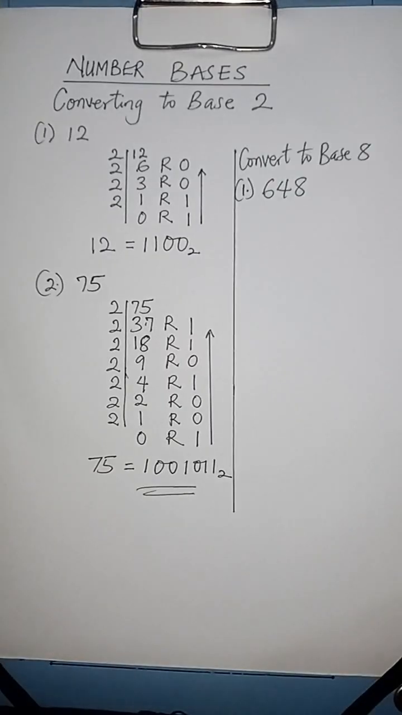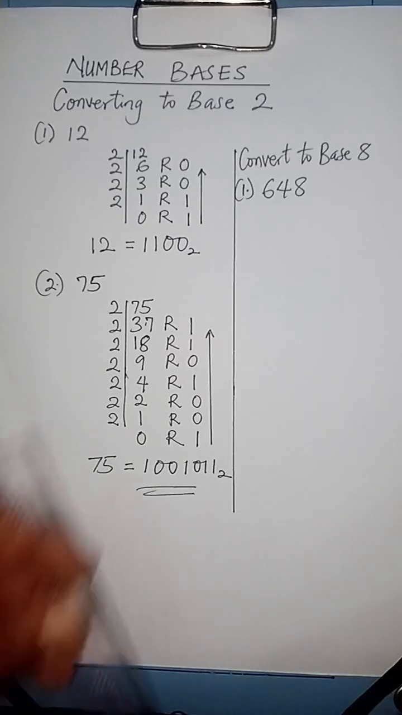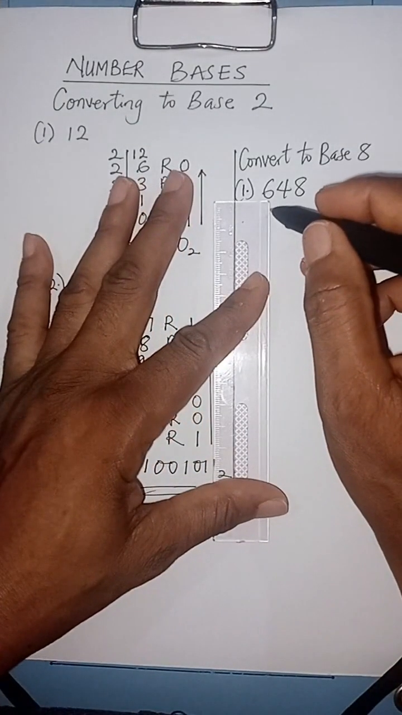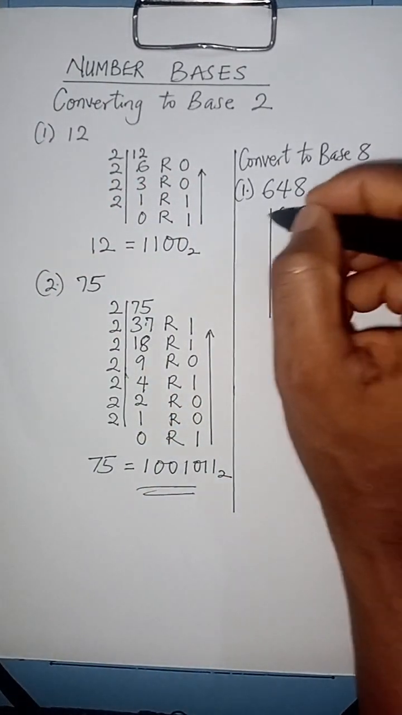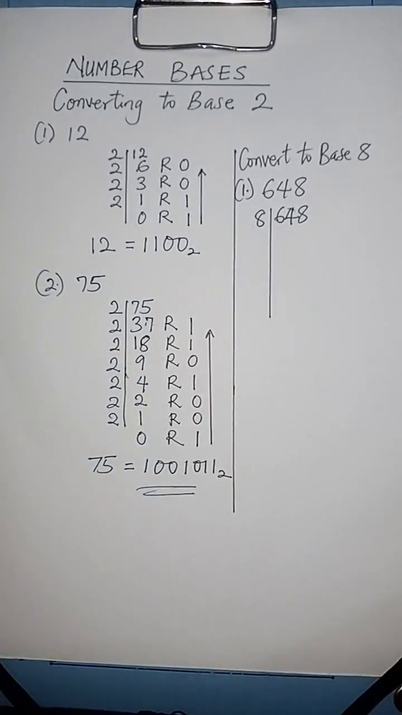Now, if I have a question where I'm asked to convert to base 8, the first 2 examples we did were converting to base 2, and now I want to convert to base 8. Will it still be the same principle guiding it? Yes. It means I'm going to divide 648 by the base I'm converting to, which is base 8. I'm dividing by 8 because I'm converting to base 8.